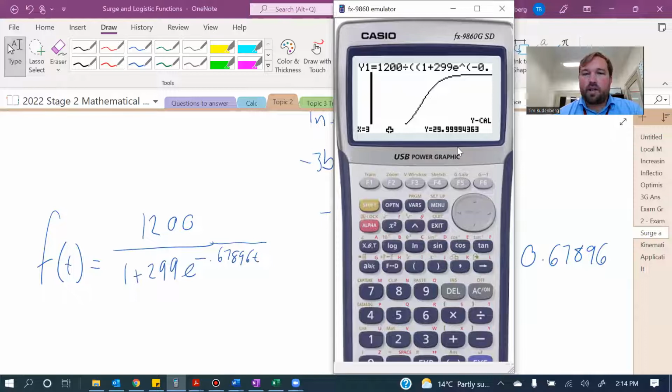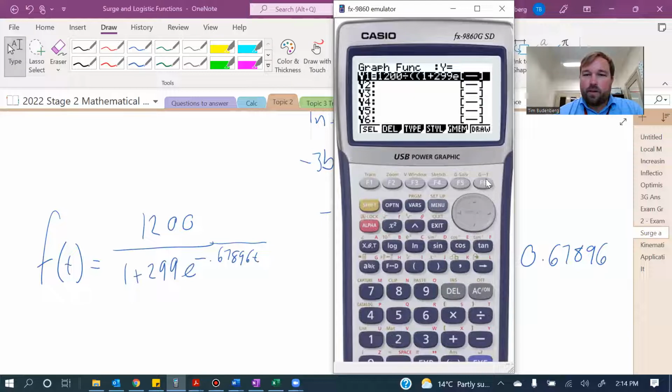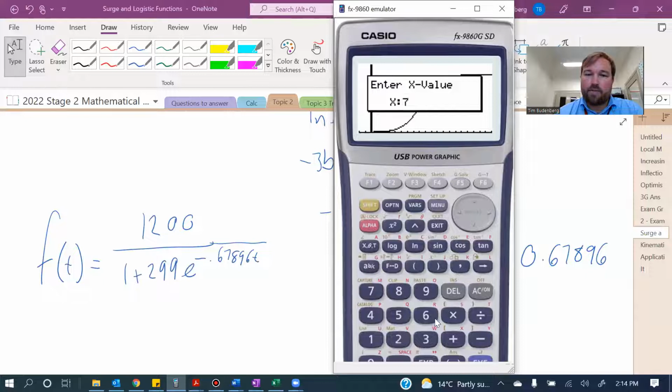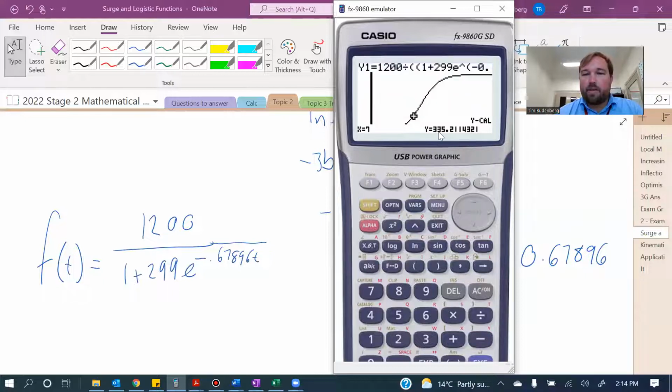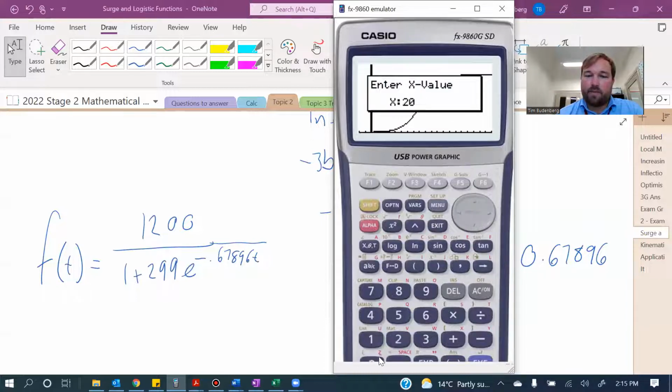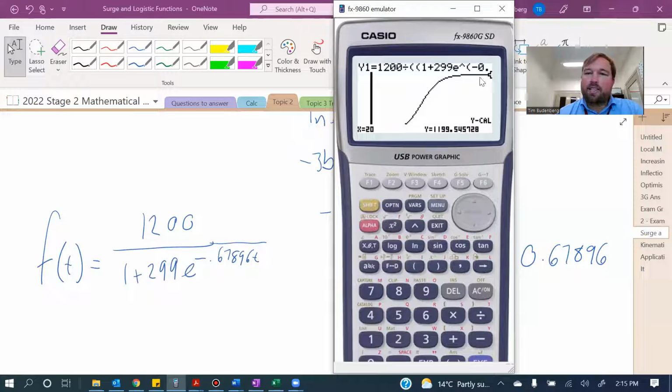All right, so the original question is, where are we going to be in 7 days if our model is correct? Well, we're going to go G-Solve across and enter 7. And the model says 335.2. So approximately 335 people will have it after 7 days. And you can keep plugging in numbers. Eventually what's going to happen is you're going to plug in a high number, say 20 days later, and essentially everybody will have had it. It's where the graph asymptotes off.